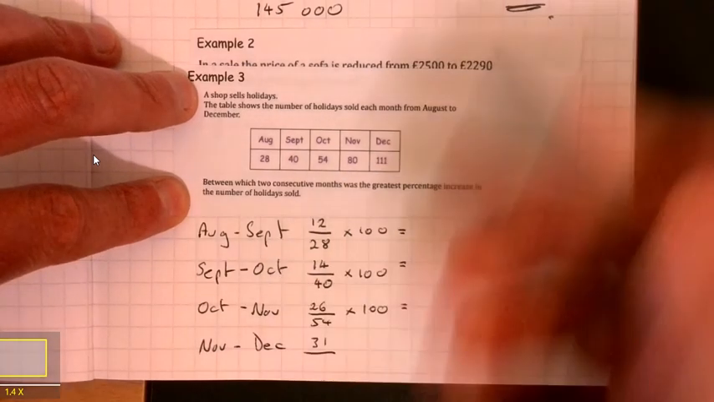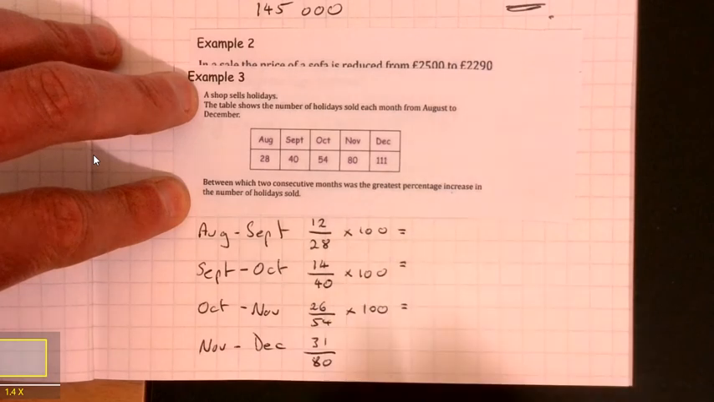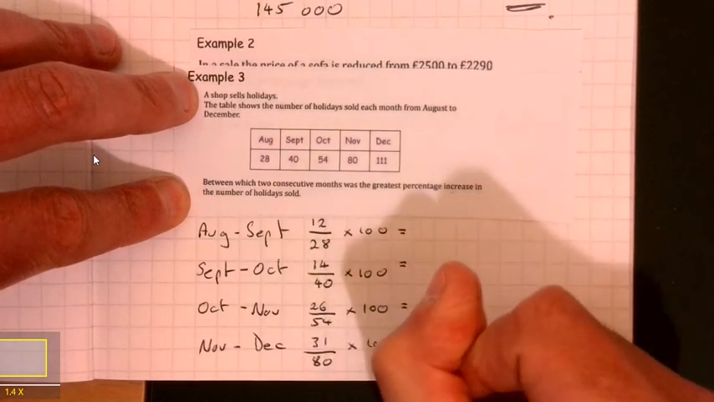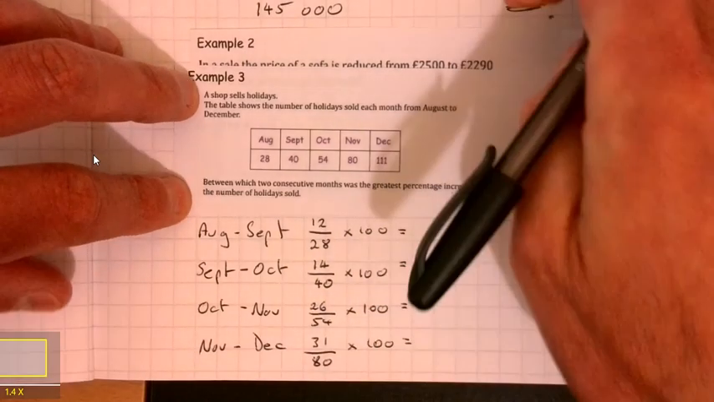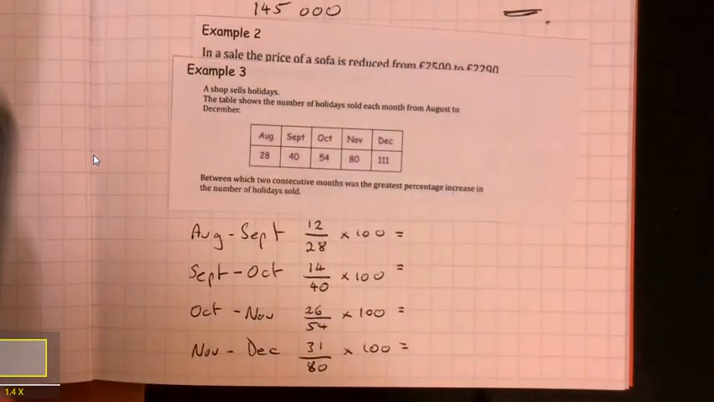Obviously you can do that on your calculator if you want to. Over 80. And then we're going to multiply that by 100 again, because we want to find out as a percentage. So now all I've got to do is go through and work them all out in turn.